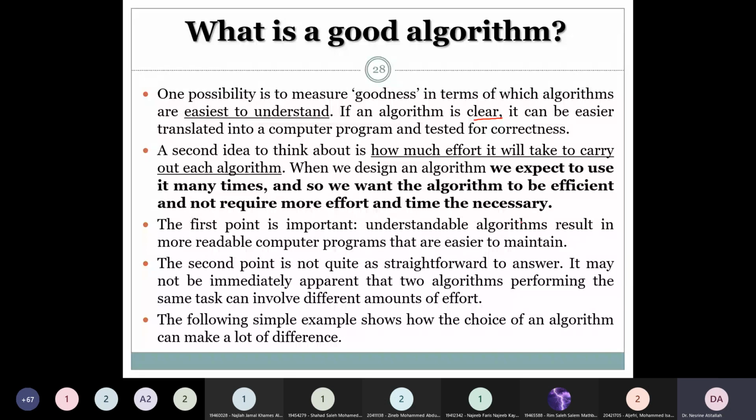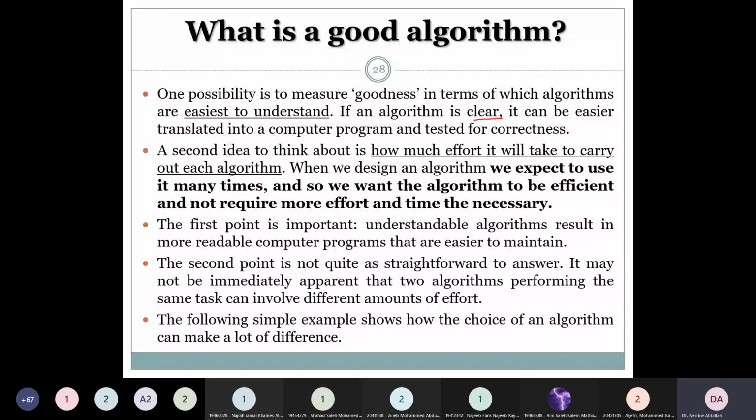So the first point is important. Understandable algorithms result in more readable computer programs that are easier to maintain. The second point is not quite as straightforward to answer, so it may not be immediately apparent that two algorithms performing the same task can involve different amounts of effort.